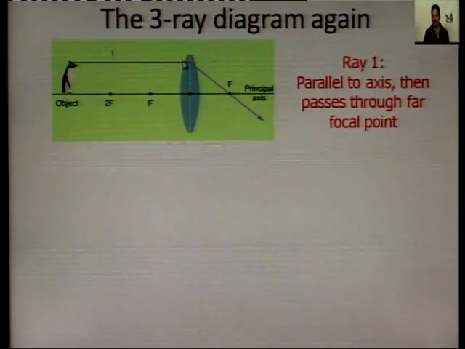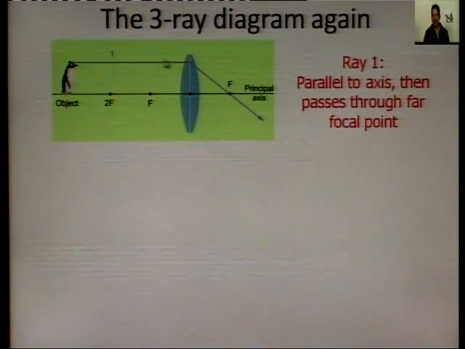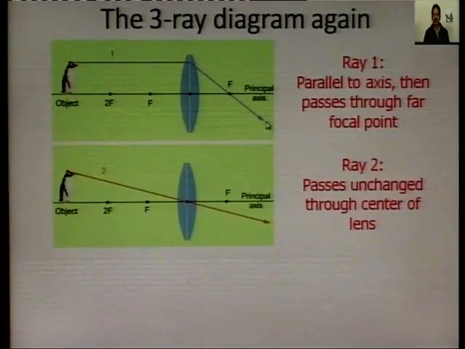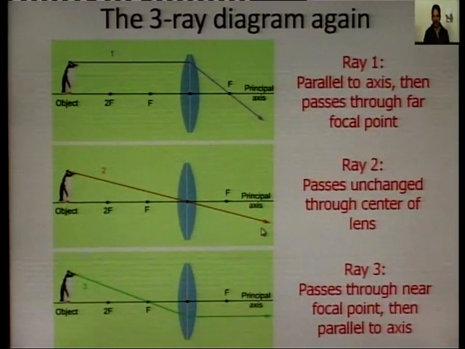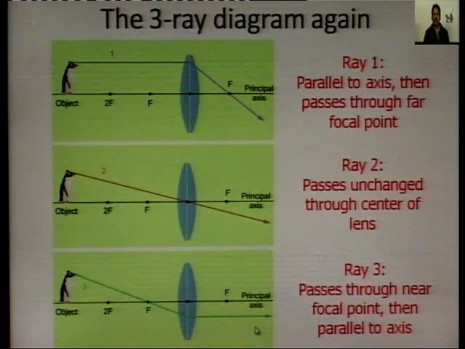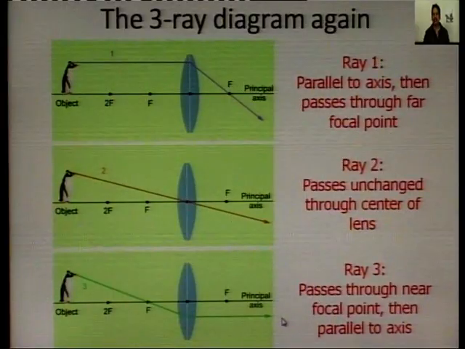Ray 1 parallel to the principal axis, this is an object. From the object, ray 1 is parallel to the principal axis, passing through the focal point. Ray 2 passes through the optical center, going undeflected. And ray 3 passes through the focal point and is rendered parallel to the principal axis. So, this is how we construct an image on the other side of the lens.